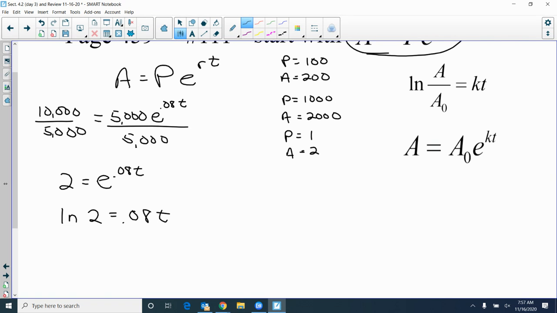What do we have to divide by? 0.08. And while you're doing that, I need to get my calculator out.